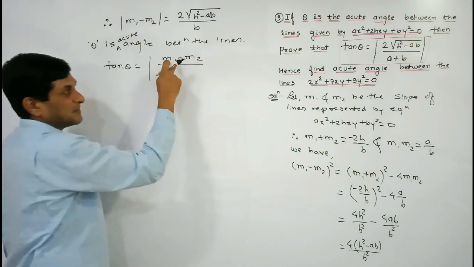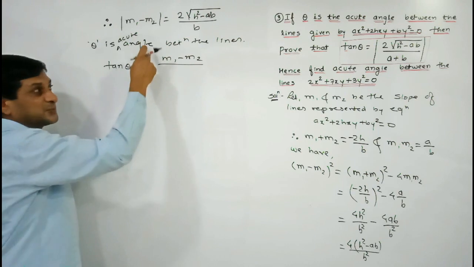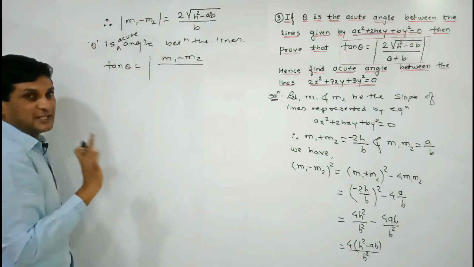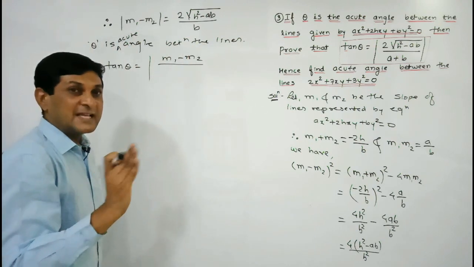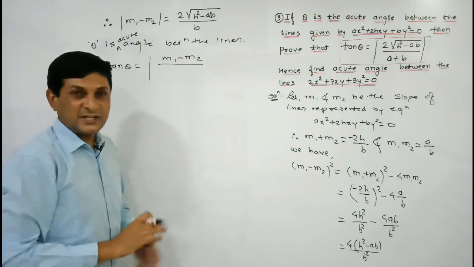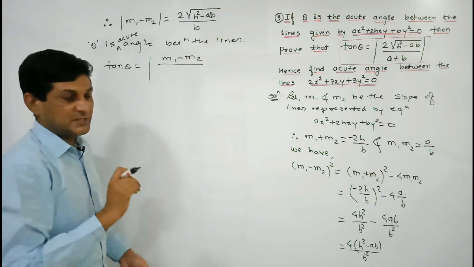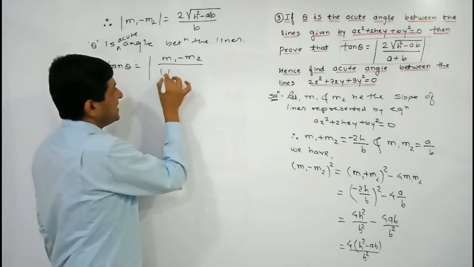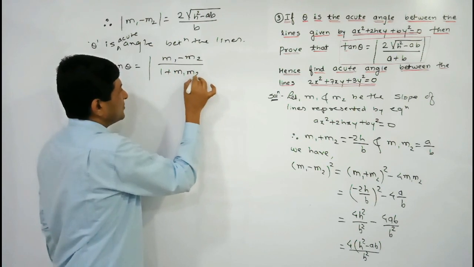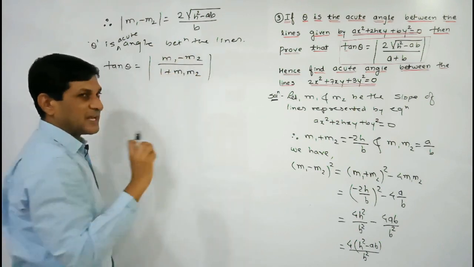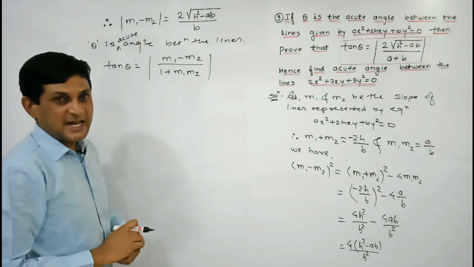Why have we taken mod? Because the value of tan is positive if theta is acute. Acute means it lies in the first quadrant, and in the first quadrant every trigonometric ratio is positive. Upon 1 plus m1 into m2. This is the formula to find the angle between lines, which we have studied in class 11.